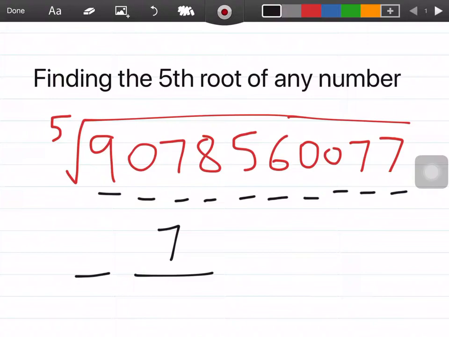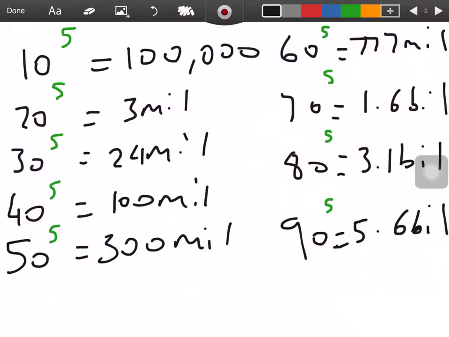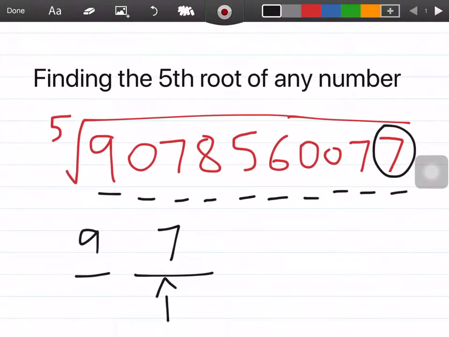So we take 7 because it's the last digit in our question, and we put it into this placeholder here. For our first digit, we've already concluded that it's going to be greater than 90, so we can put the 9 here. So it would be 97.